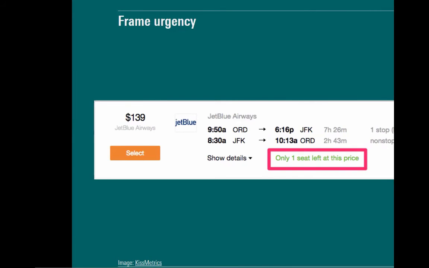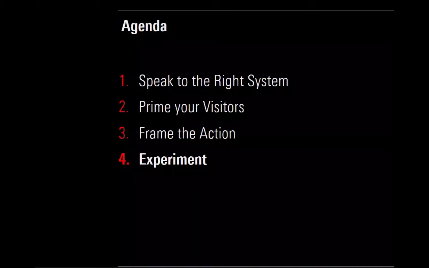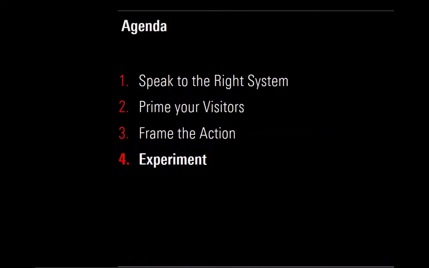And finally, you can use urgency. We tend to procrastinate, delay taking action, so whenever that becomes a little more urgent, we're a lot more likely to do this, such as when we're looking at flights and I see only one seat left for a great deal, I'm going to pounce on that because I don't want to miss out on that. So that covers framing, and that moves me to my last portion here, which is experiment.